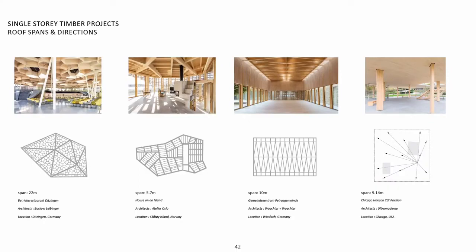Okay, it's good now. So in single story construction, we can see that there's already a wider range of slabs, not just spanning in one direction, but it's also because the projects are smaller and none of these roofs are actually inhabitable on top, and they're treated more as sculptural one-off elements.